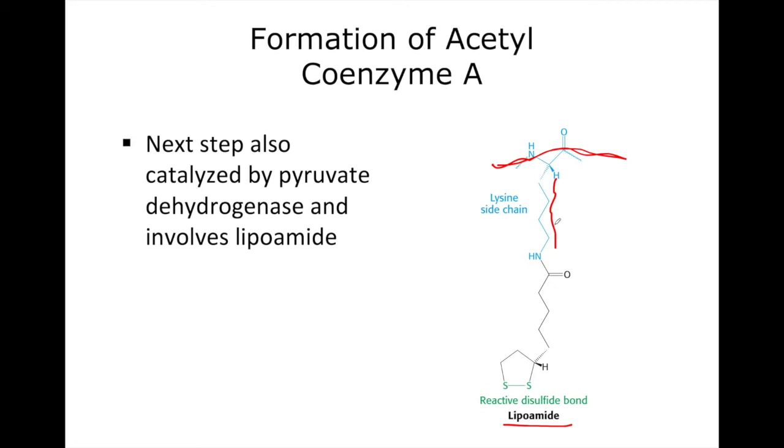So it basically creates this long arm where we have here the reactive portion, this disulfide bond between 2 sulfurs. This is the reactive portion of lipoamide. And this long arm is important because this long arm will allow it to actually swing from the E2 portion over into the E1 active site. So we'll see that here in just a second.